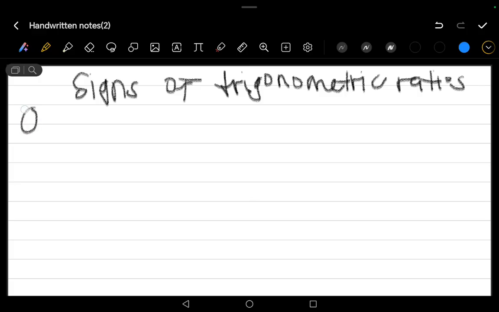So on the first quadrant, remember I said all of them are what? Are positive. Guys, are you still here? Hello? Yes, we're still here.